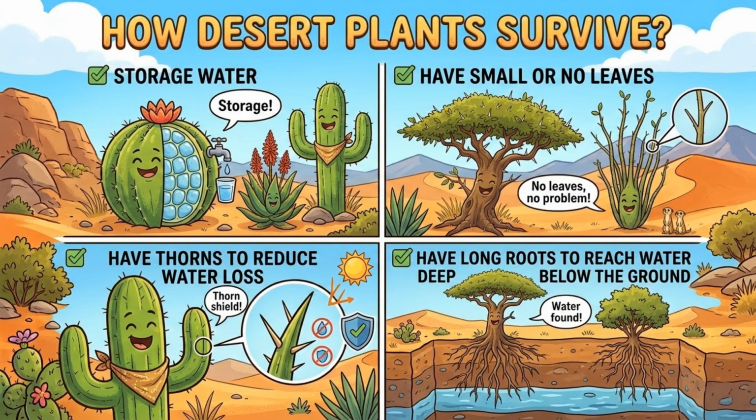How do these plants survive? They use strategies like storing water in their stems, having tiny or no leaves to reduce evaporation, developing thorns for protection, and growing long roots to reach deep groundwater.